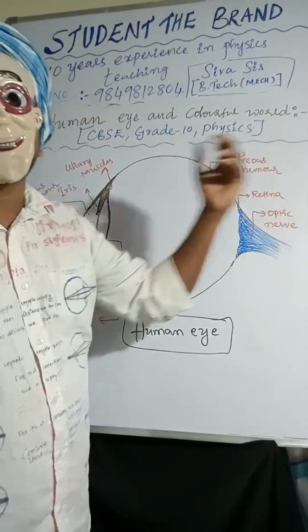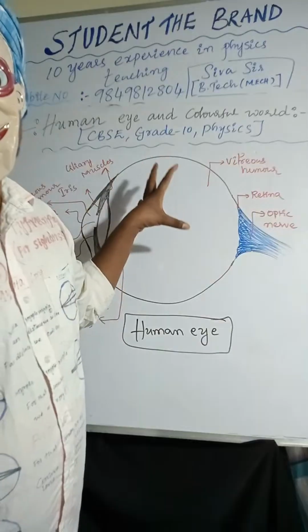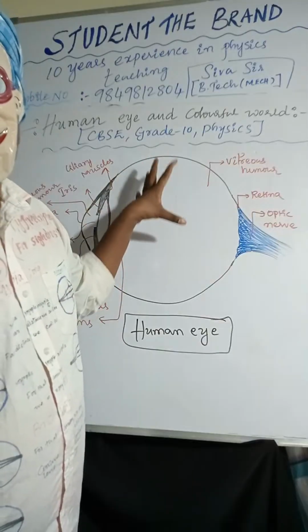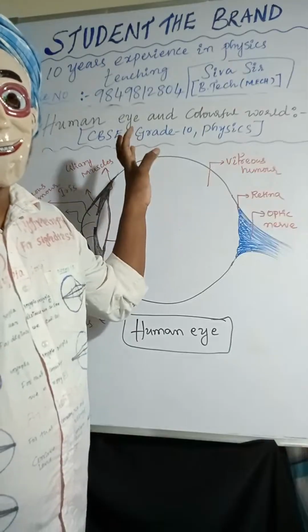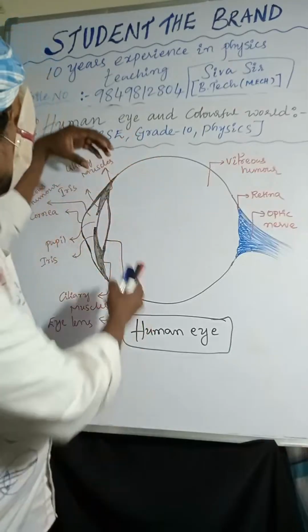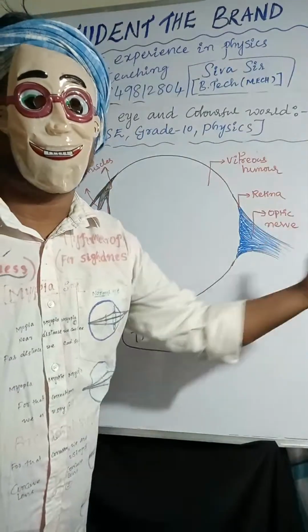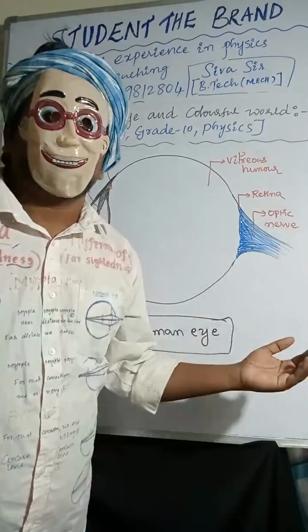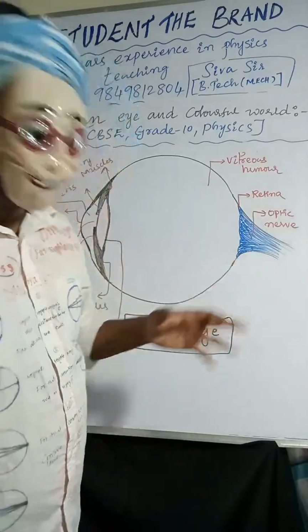Then we can see the far distance object. So that is the use of ciliary muscles. Ciliary muscles will adjust the curvature of the eye lens so that we can see the nearby object as well as the far distance object. So this is about ciliary muscles.